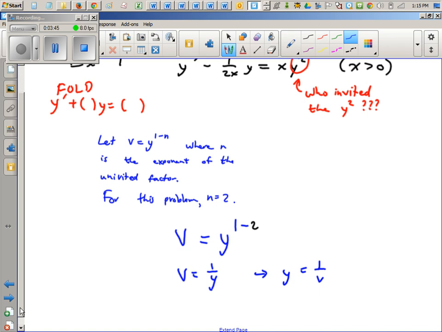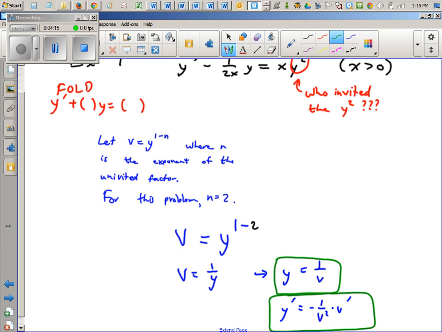Now this, you'll need it. Keep that handy. And let's find its derivative, too. What would y prime be? That would be negative 1 over v squared times v prime. We're differentiating with respect to x, so we cannot just do negative 1 over v squared. We need a chain rule here. Armed with these two things, we can actually rewrite the original problem.